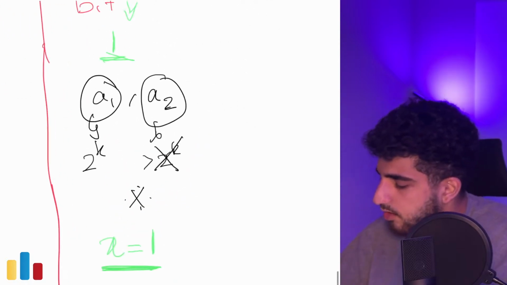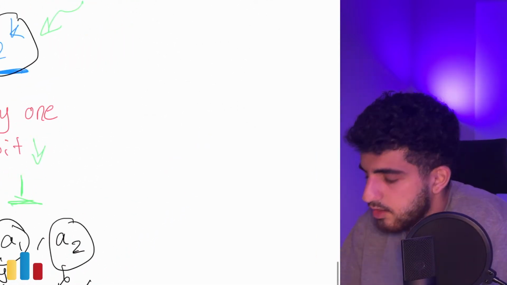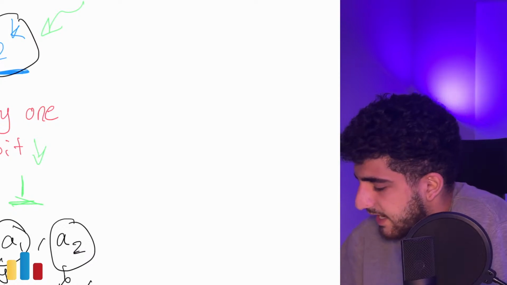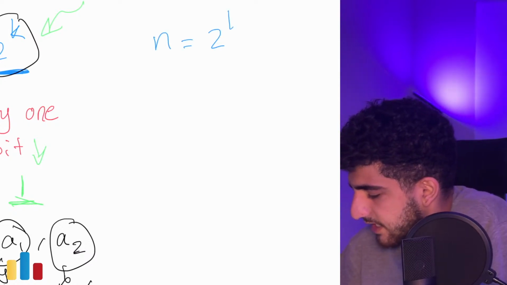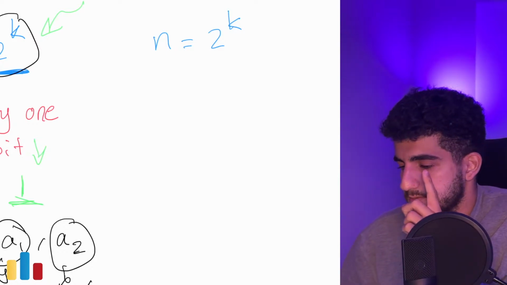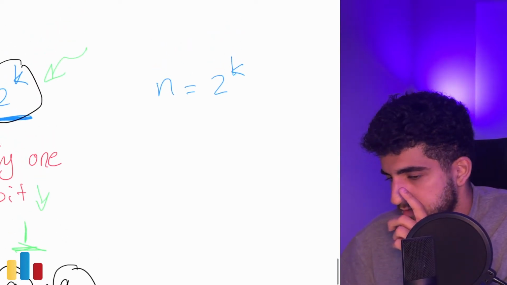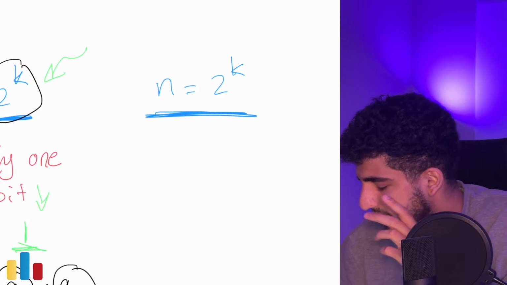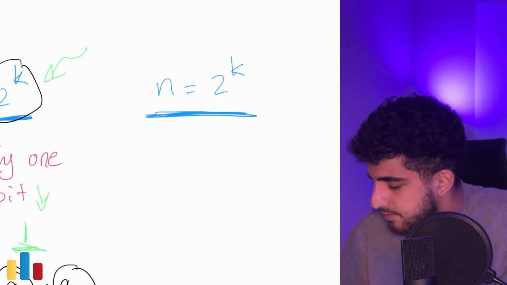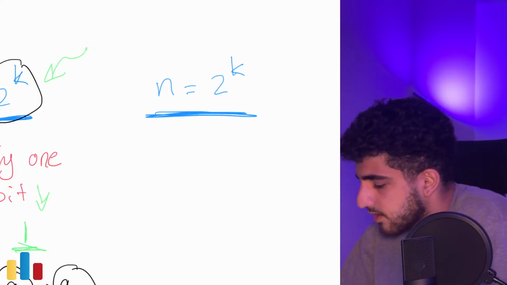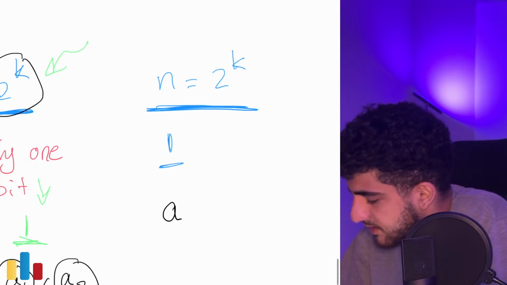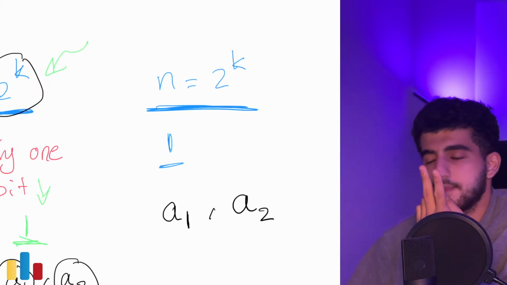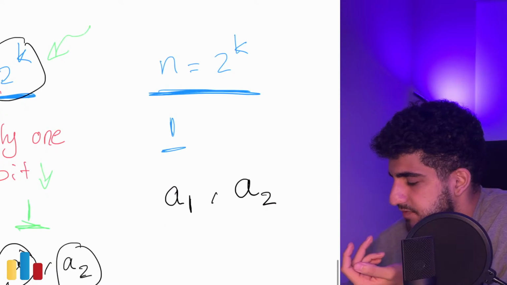So all I'm saying is, if our number n is of the form 2 to the power of k, if it has only 1 bit, then we can say that our answer is going to be 1. Why? Because assume that we have 2 integers. Assume that the length of the interval is greater than 1, and we have a1 and a2. Consider the first 2 elements.